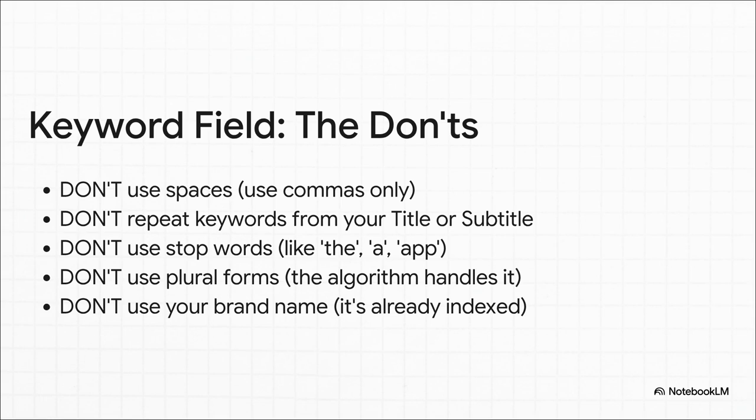So if you want to get this right, you have to be absolutely ruthless with those 100 characters. Here are the big don'ts. 1. Don't use spaces. Ever. Commas only. 2. Don't repeat keywords that are already in your app's title or subtitle. It's just redundant. 3. Don't use worthless filler words like the, a, or even the word app. 4. Don't use plurals. The algorithm is smart enough to handle that. And finally, 5. Don't put your own brand name in there. Apple already knows it. It's a complete waste of precious characters.